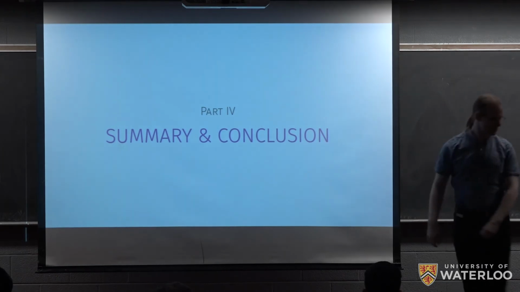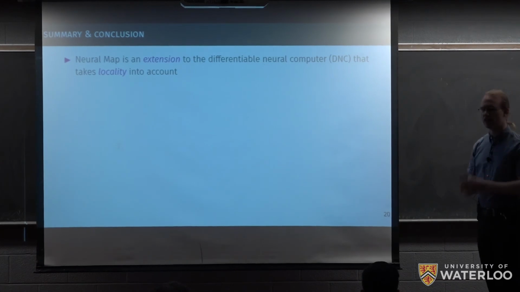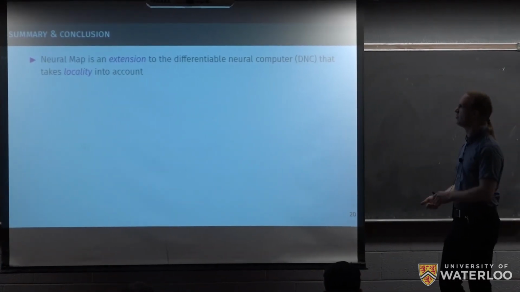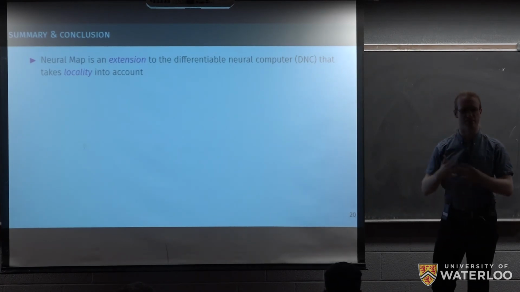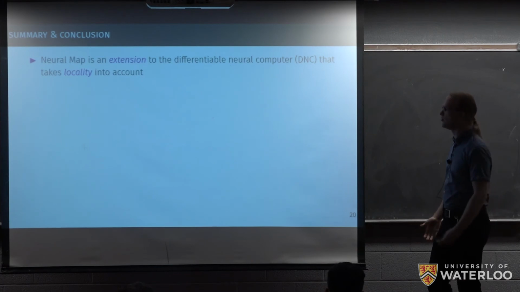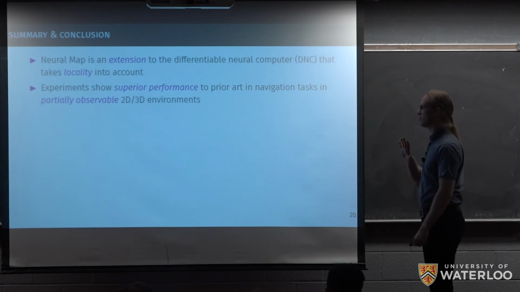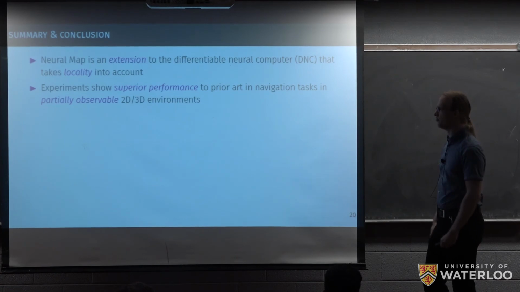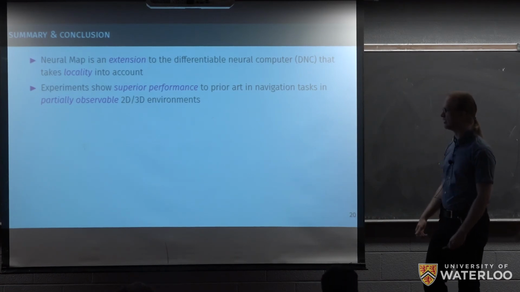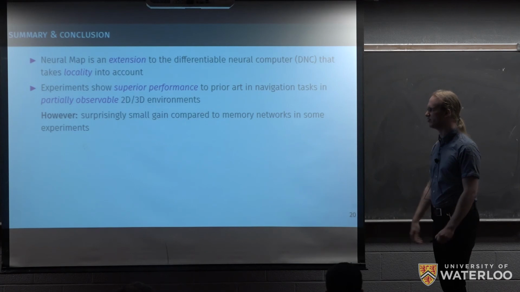So this brings me to the end of my talk. To summarize, the neural map architecture is an extension to the differentiable neural computer architecture that takes locality into account, and in this case, locality refers to the position of the agent in its environment. The experiments showed superior performance to prior art in navigation tasks in these partially observable 2D or 3D environments. However, at least for some experiments, especially the simpler ones, there's a surprisingly small gain compared to simpler memory networks.